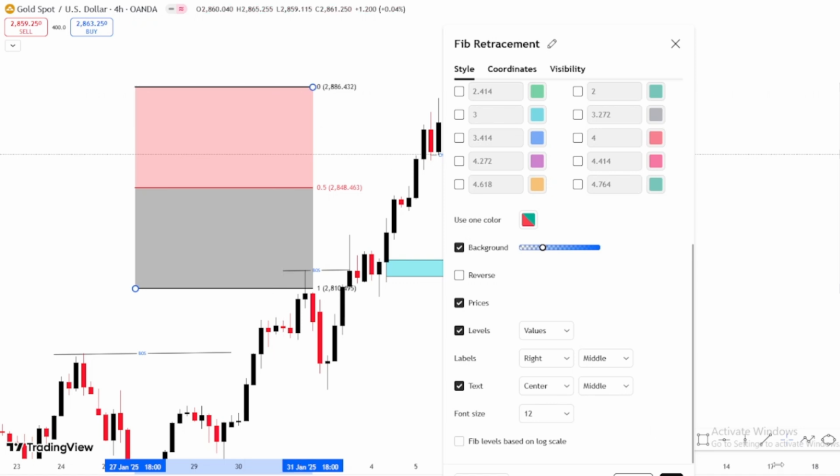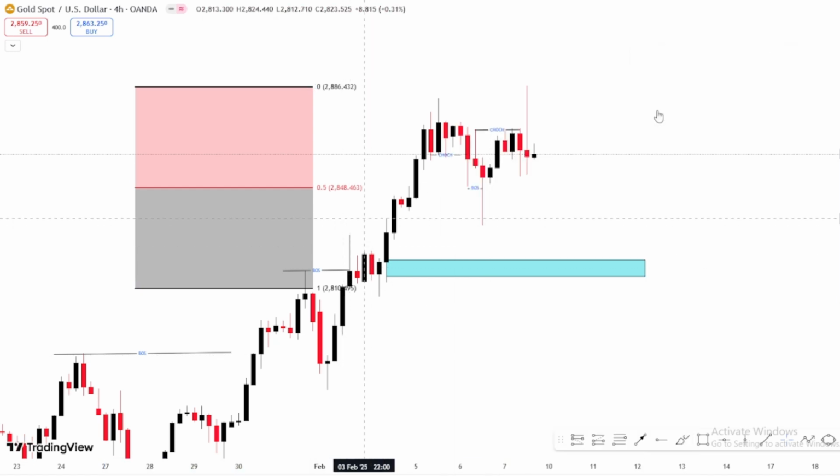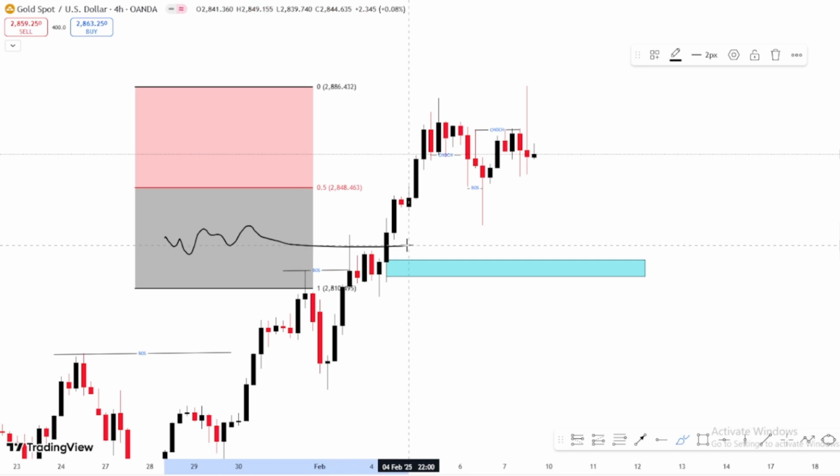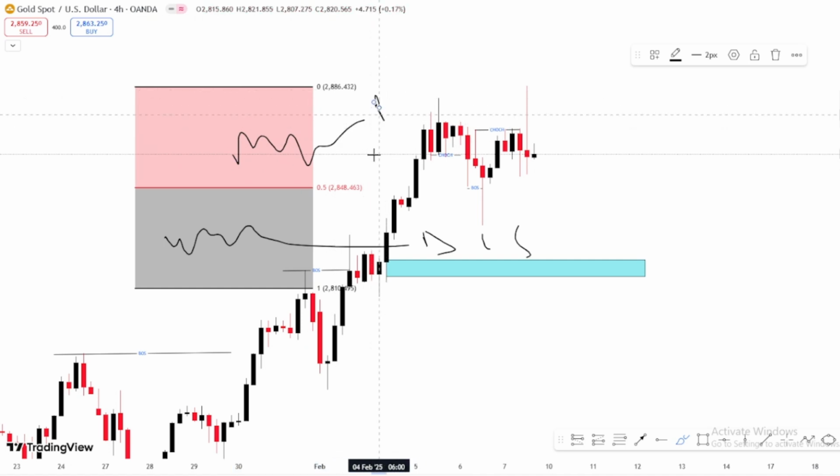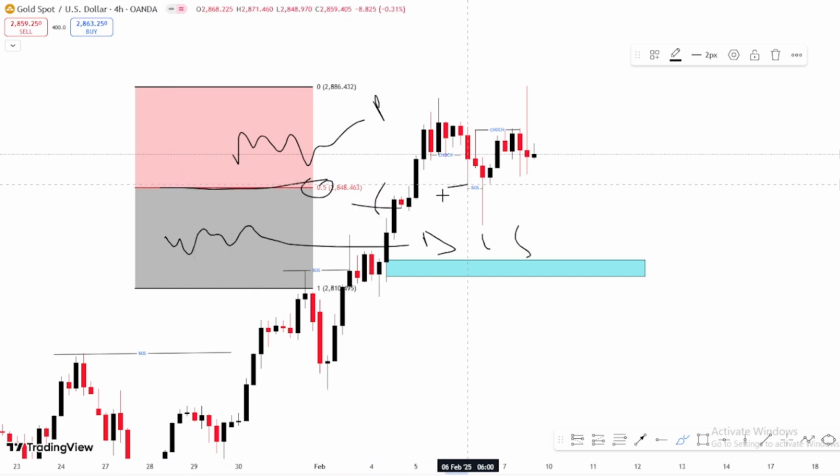So this one that you are seeing right here, the color below here is what we call the discount. The color at the top here is what we call the premium. And the line in the middle is what we call the equilibrium. That is the equal price.